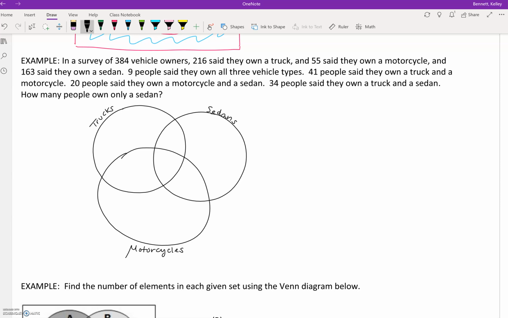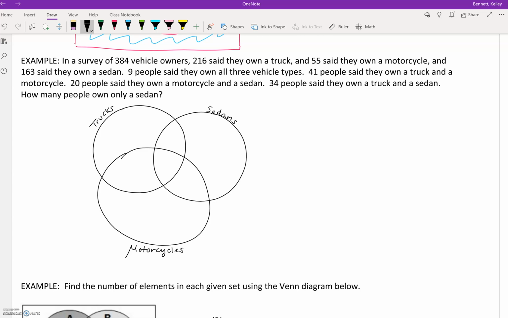So now that we know what we're dealing with, normally we would put it in a rectangle, but actually we know that everybody responded. So everyone said they owned at least one of these things. So there's no outside set where no one has any vehicle whatsoever.